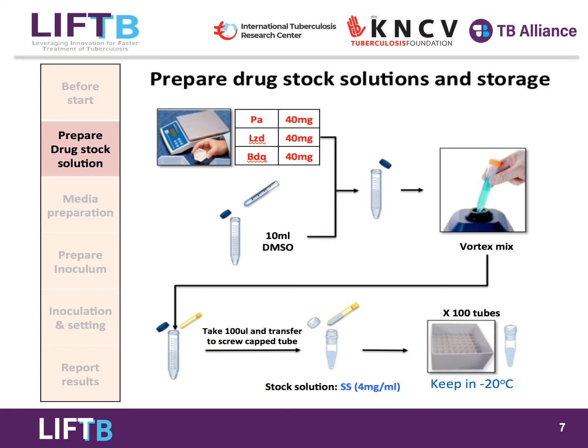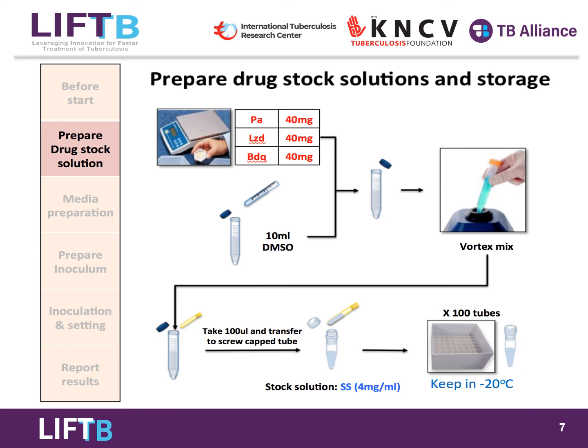Slides 7 to 10 show how to prepare the drug stock solutions. 1. For each drug, dispense 10 ml of DMSO into a 15 ml tube or equivalent using a 10 ml pipette. 2. Weigh 40 mg of drug powder using a high-precision electronic scale. This step is critical. Any errors in the measurement can affect the results.